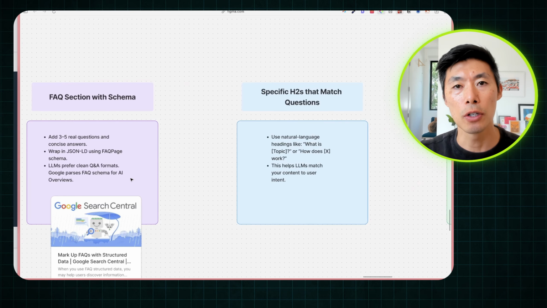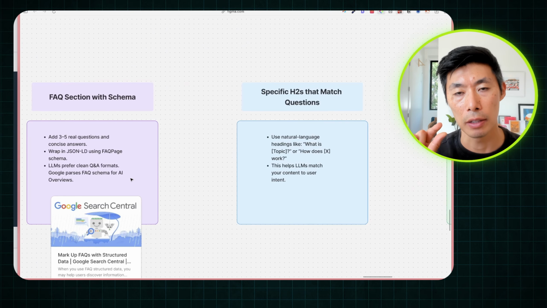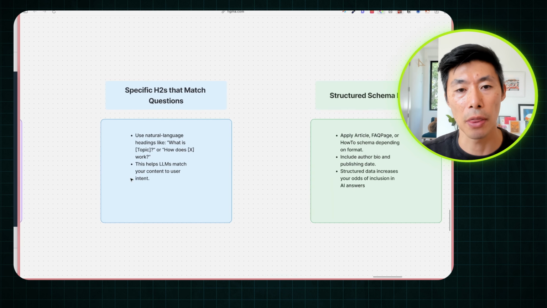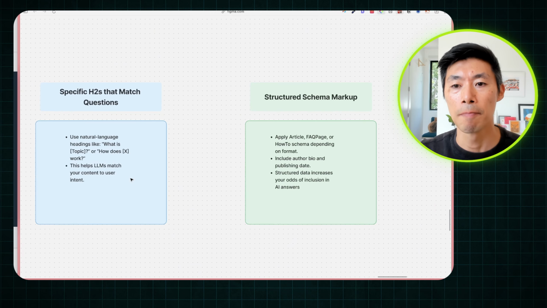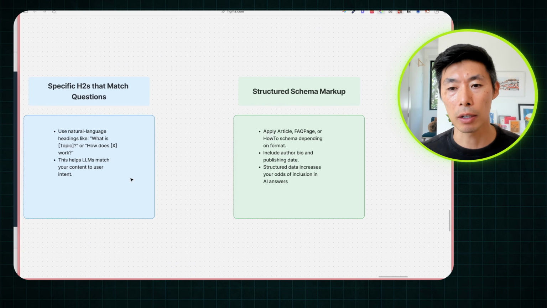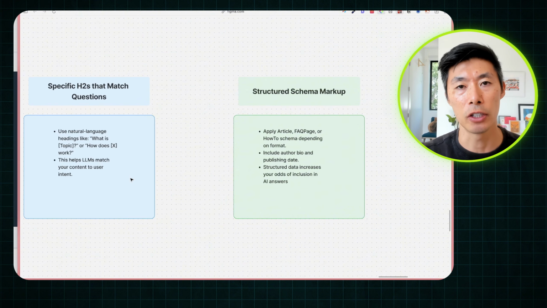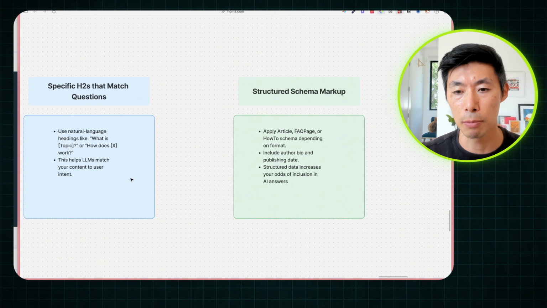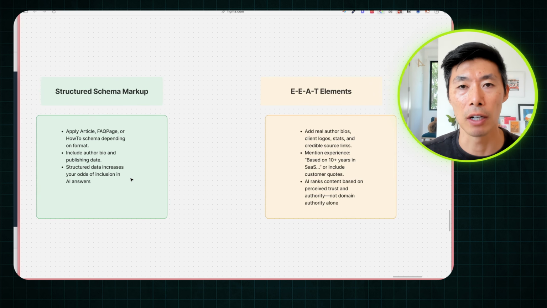Have your H2s mirror the questions that somebody would be asking, and use natural language in those. And so you really want to think about the H2 structures. Then include schema markup. So this would be just adding a JSON-LD snippet on your page in your content management system, and then using JSON-LD to include the article, FAQ, how-to schema as relevant on your page.